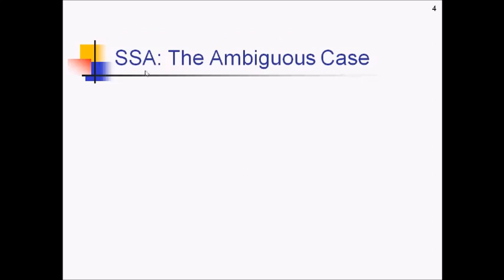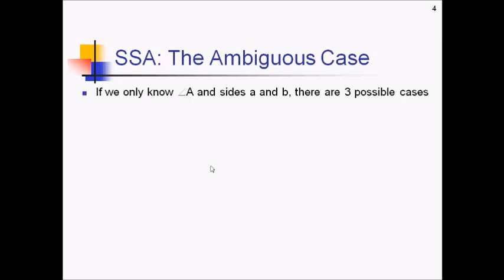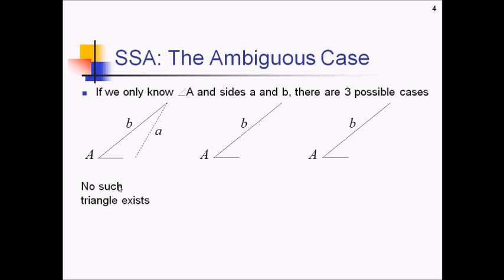Before we go ahead and actually use law of sines to find some sides and angles, we're going to talk about that side-side-angle case, which we call the ambiguous case. And here's why. Let's say we only know angle A and sides A and B. In these following situations, there's actually three possible cases for what we could be dealing with. Possibility number one is that the side A across from angle A isn't quite long enough to form a complete triangle, so then we actually have a triangle that doesn't exist.